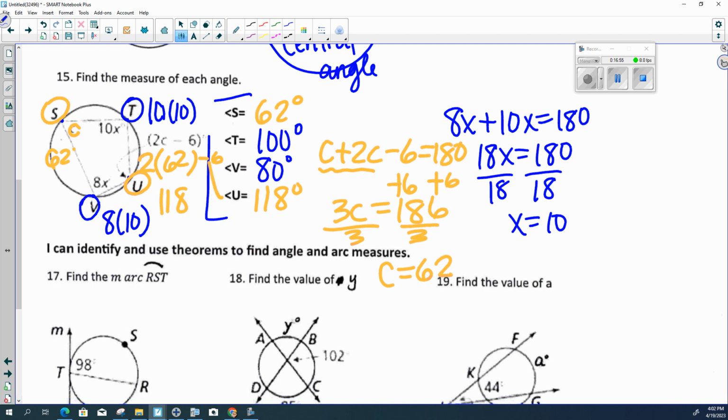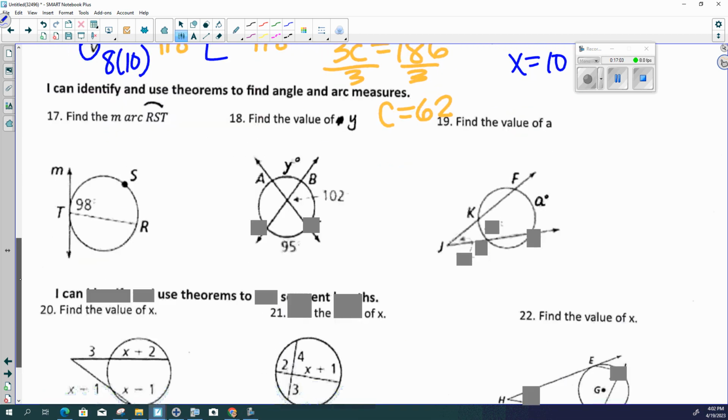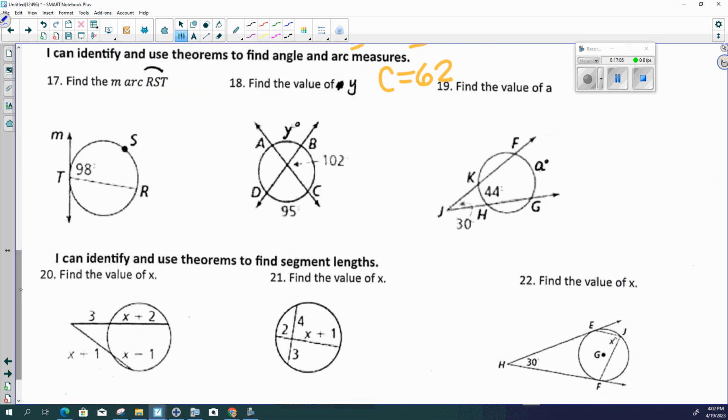Now you can double check. If I add these two together, they should be 180. If I add these two together, they should be 180. So you can check your own answer there. Opposite angles are supplementary. If you don't have that highlighted on your formula sheet or your theorems paper, I would highlight that. It's a weird one.